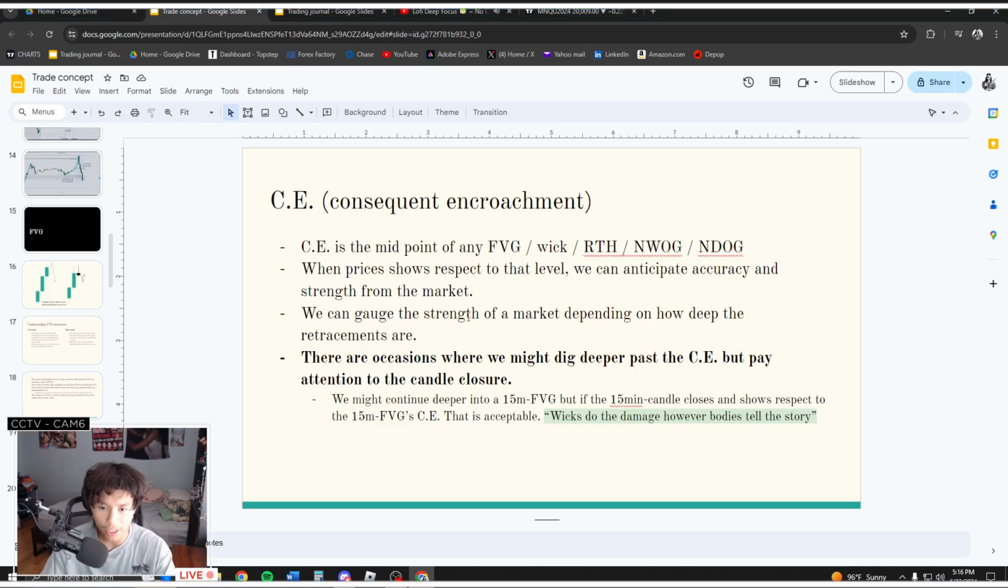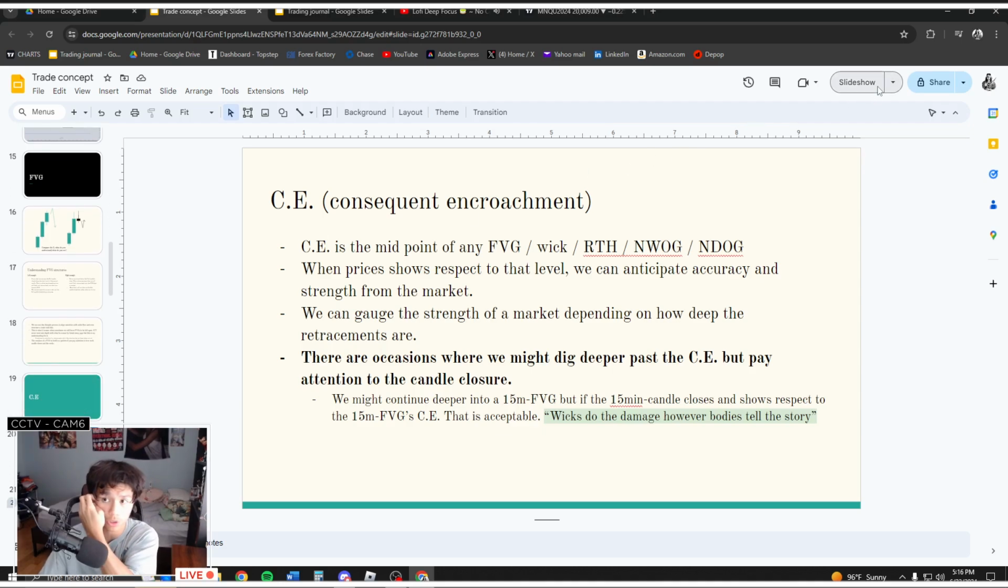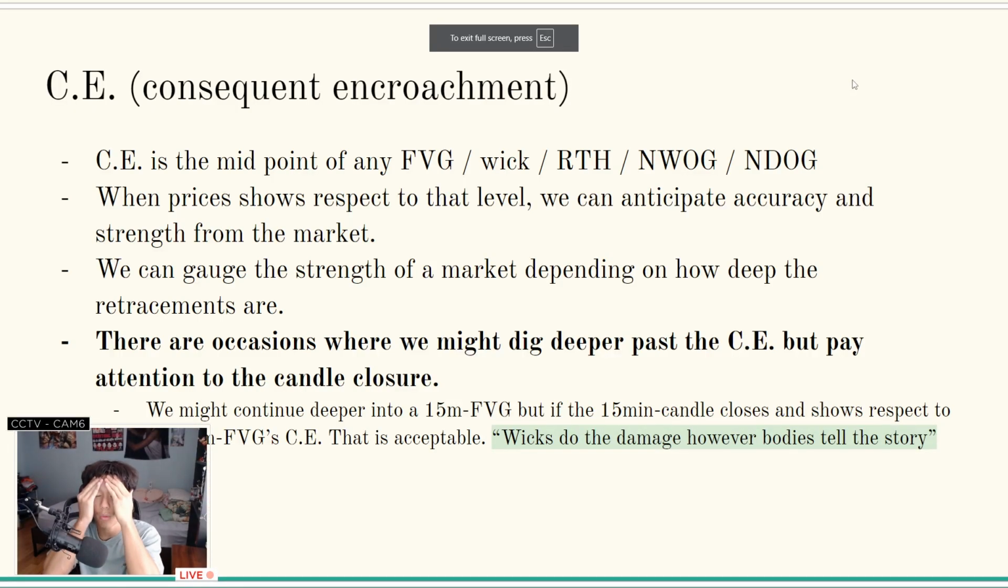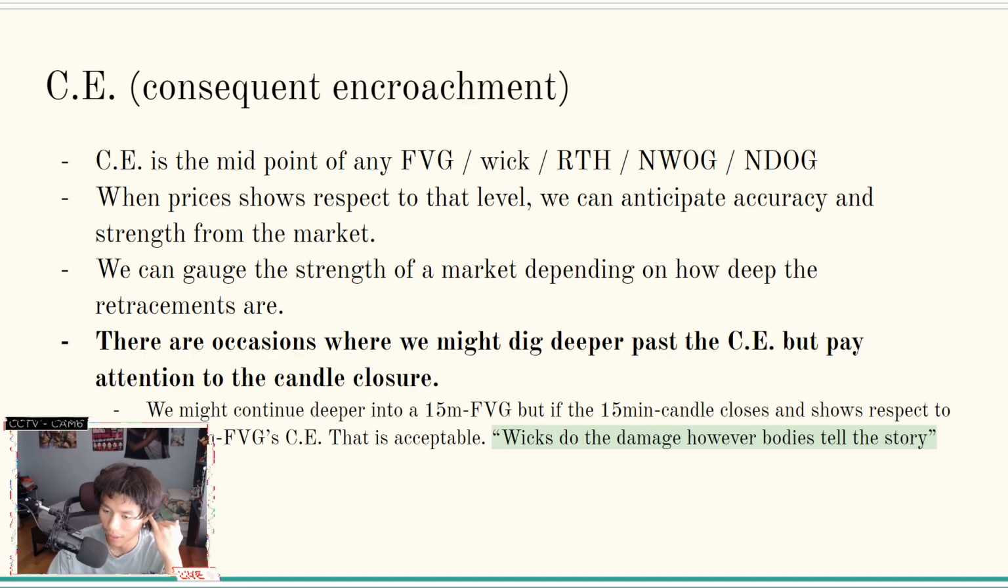There are numerous occasions where we can dig deeper past the consequent encroachment, but you always have to pay attention to the candle closure. The candle closures will tell you a lot. If we trade back below a 4-hour fair value gap on the 1 minute time frame, but on the 4-hour time frame we actually close above the consequent encroachment, that's just wicks. Wicks do the damage, and the bodies tell the story. That is a line straight from ICT, not me.